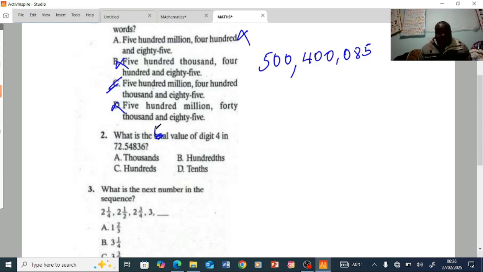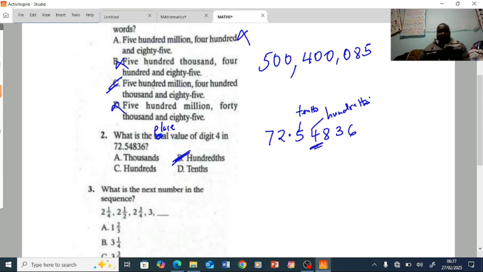We want to talk about the place value. What is the place value of digit 4 in this number? So this number is 72.54836. For the place value of 4 here, you start from the decimal point. This is tenths. This is hundredths. So the place value here is hundredths, the place value of that number.